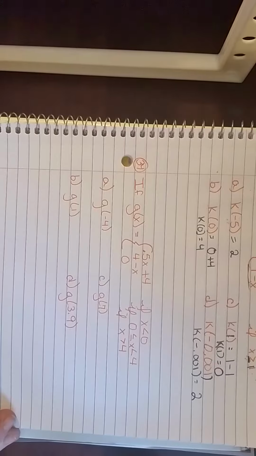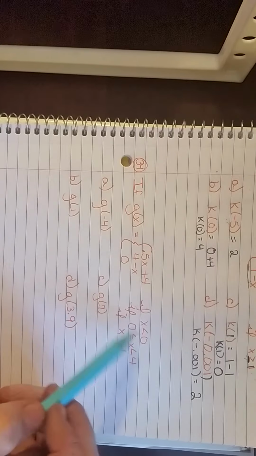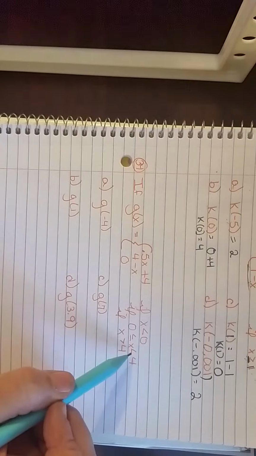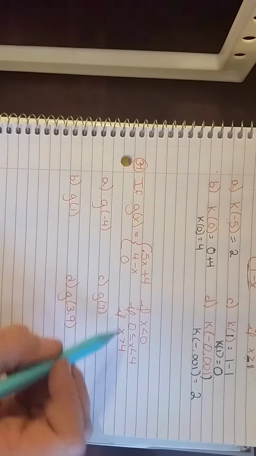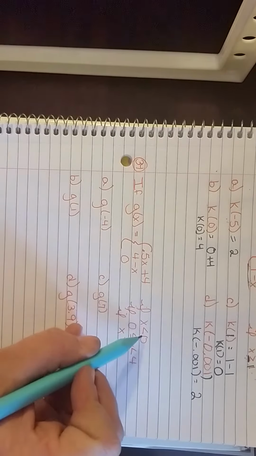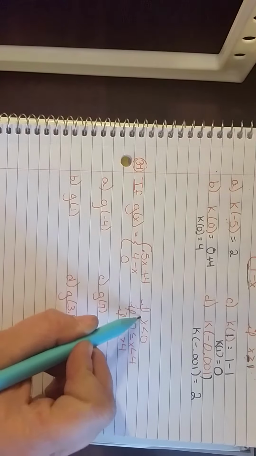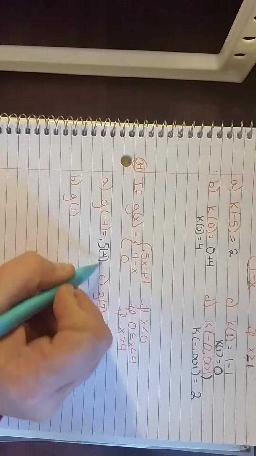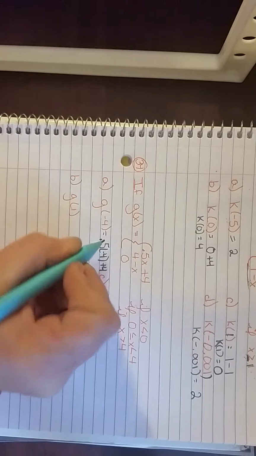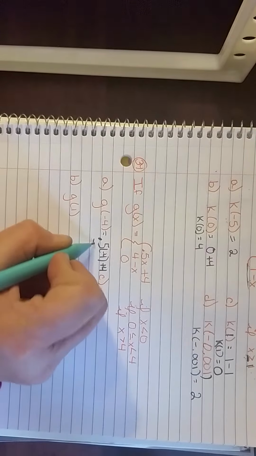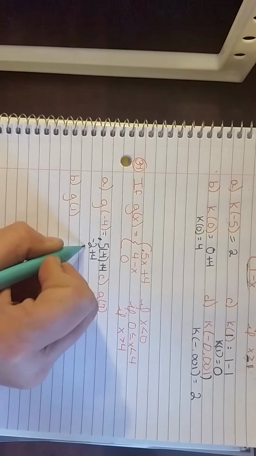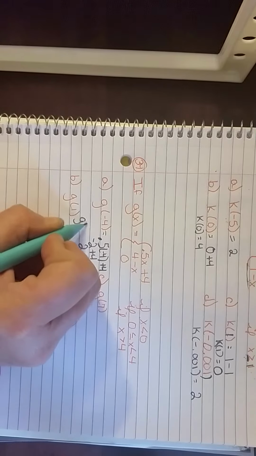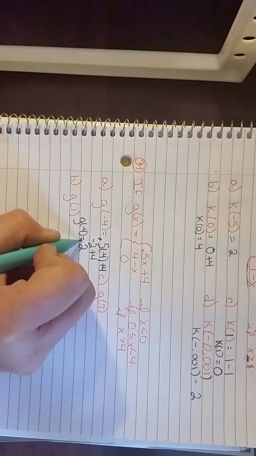Okay, let's look at 34. Again, it's a piecewise function. Work the same as up here. So let's look at negative 4. X is less than negative 4, so I have to use this formula. 0.5 times negative 4 plus 4, which is half of negative 4, which is negative 2, plus 4, which is 2. So g of negative 4 equals 2.